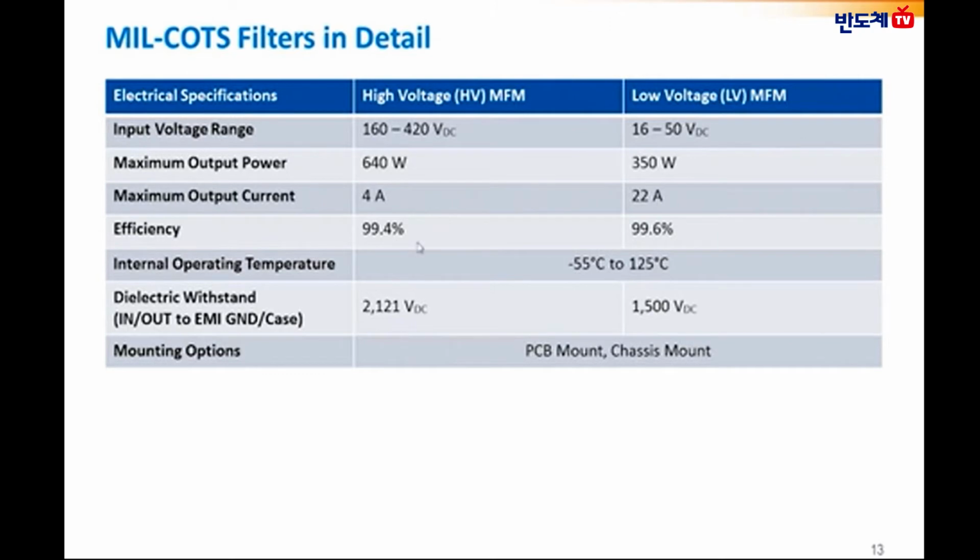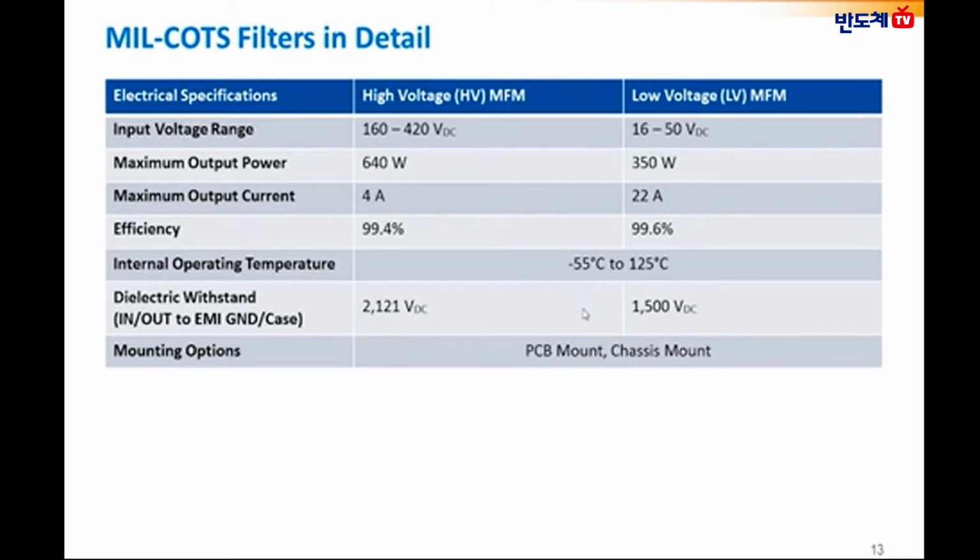So the comparison table here shows the HV MFM as well as the LV MFM in detail. The maximum power capability of the HV MFM is 640 watts with a maximum output current of 4 amps and an efficiency of 99.4%. And similarly, the LV MFM has a maximum output power capability of 350 watts with a maximum output current of 22 amps, and the efficiency is up to 99.6%.